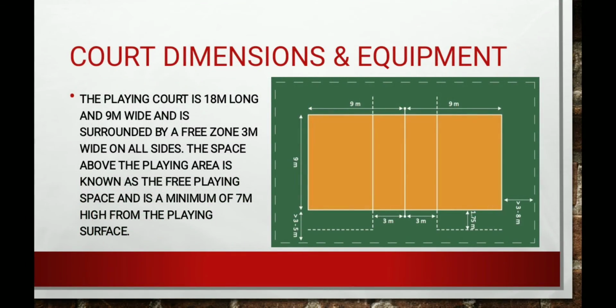Court dimension and equipment. There are 3 most important pieces of equipment used in volleyball. First, the court. The playing court is 18 meters long and 9 meters wide and is surrounded by a free zone 3 meters wide on all sides. The space above the playing area is known as the free playing space and is a minimum of 7 meters high from the playing surface.